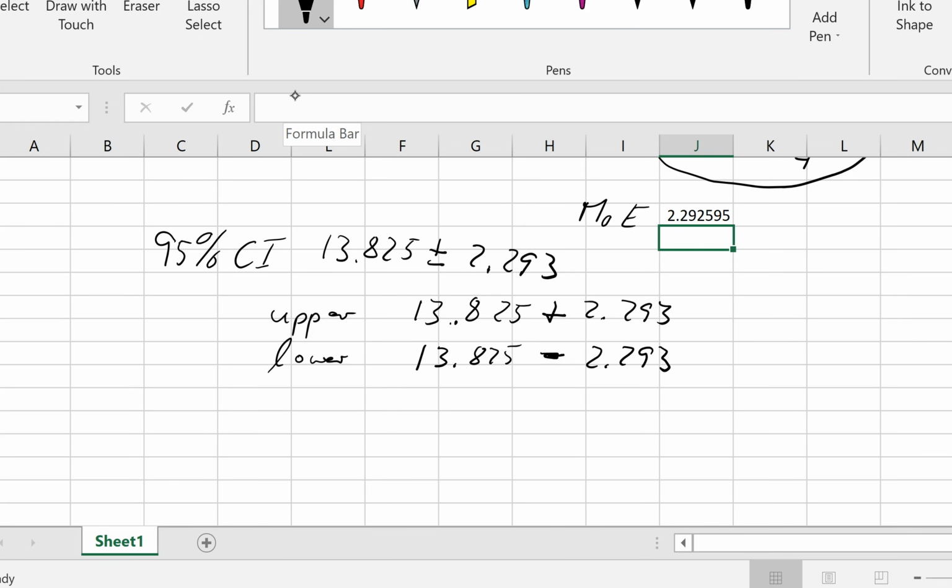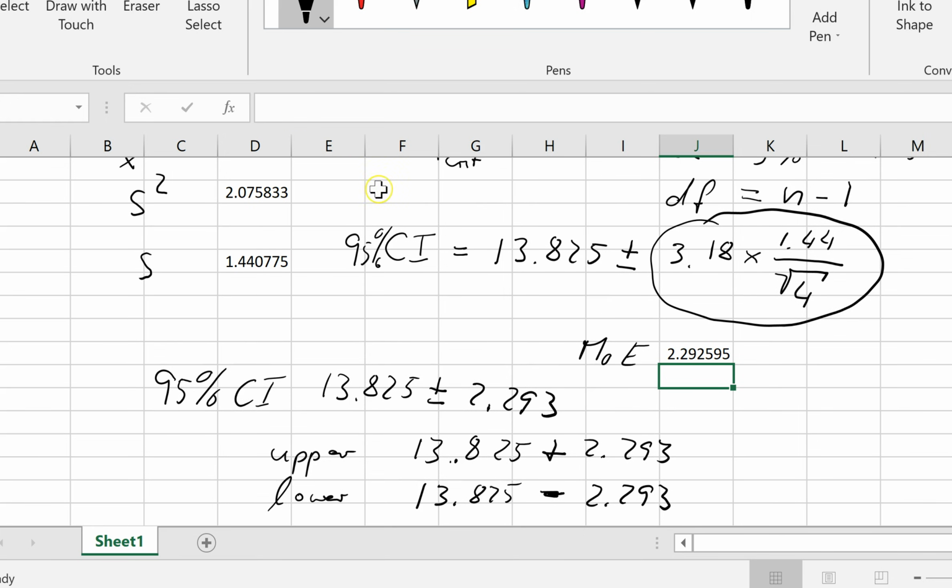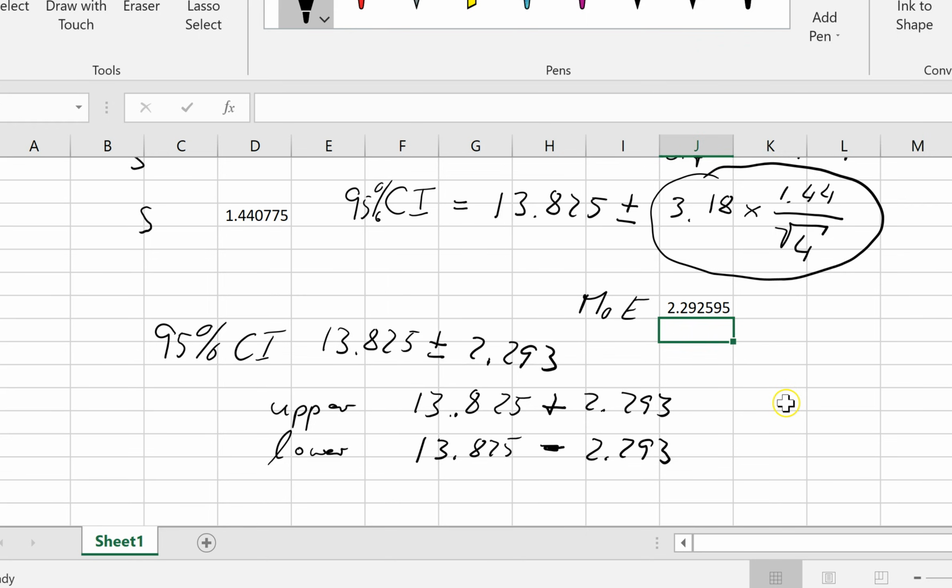So here we get equals 13.825 plus our margin of error, and here we have 13.825 minus the margin of error.